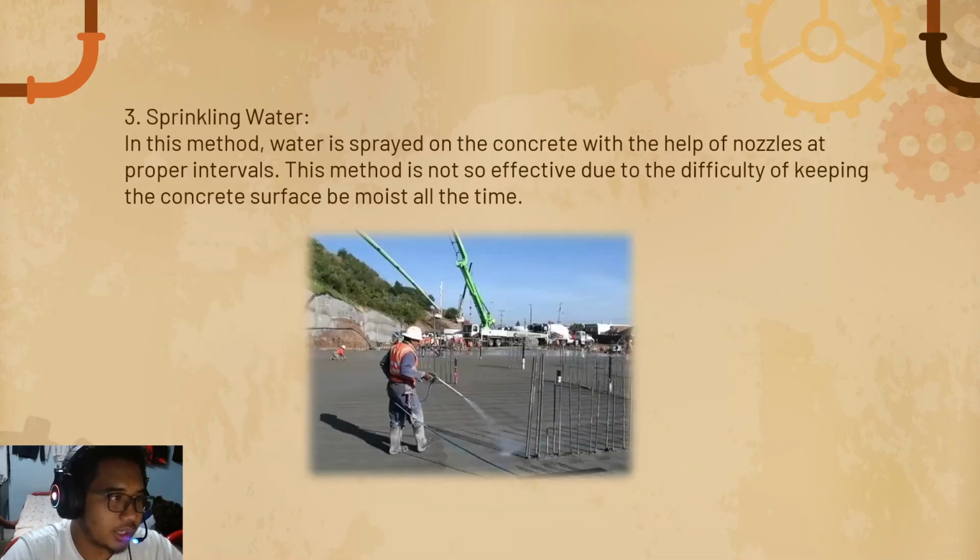For the third one, sprinkling water. In this method, water is sprayed on the concrete with the help of nozzles at proper intervals. This method is not so effective due to the difficulty of keeping the concrete surface moist all the time.